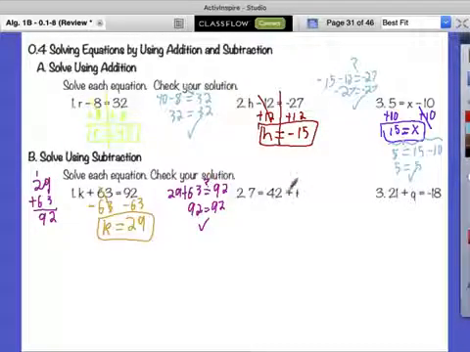But what we're going to do to fix that is subtraction, okay? So I'm asking the question before that one. What's happening with our variable? We're adding it with 42. How are we going to undo addition? Subtraction. So we're going to subtract 42 from each side.